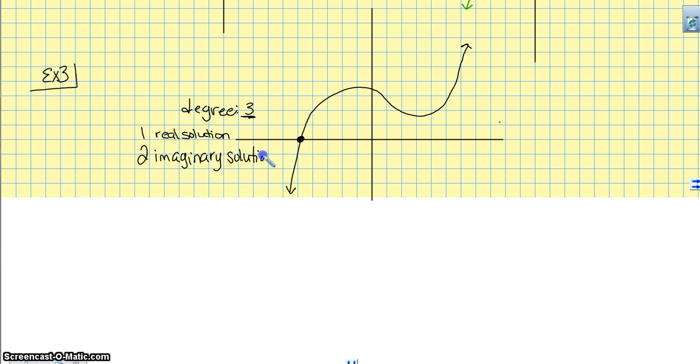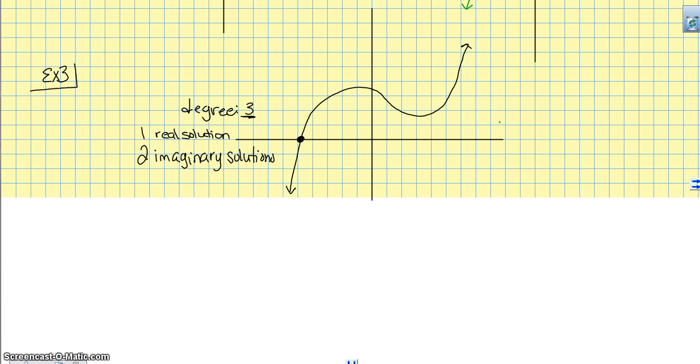We can't see them graphically, but they do exist, and we will work in the following week on how we would actually figure out exactly what those solutions are. Right now we're just counting them and classifying. So 1 real solution I can see and 2 imaginary solutions.